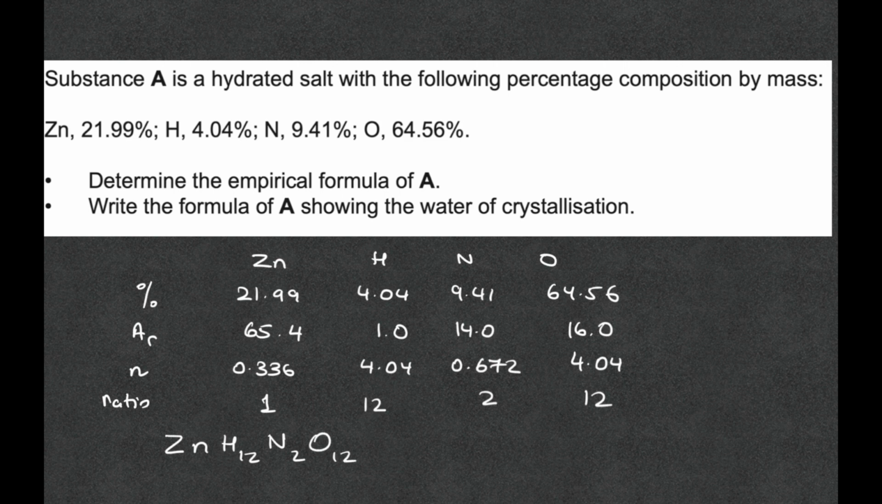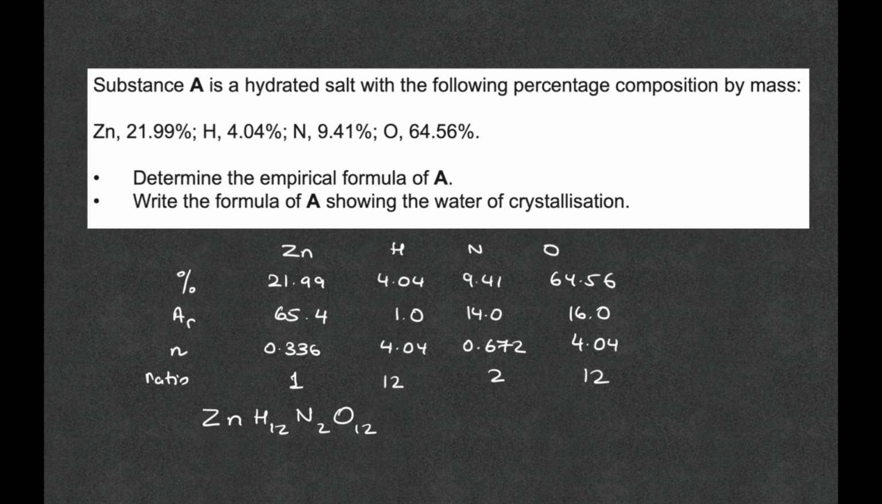Now, having said this, it doesn't quite give us the molecular structure of the compound. It just tells you the simplest ratio. Now the next part of the question says write down the formula showing the water of crystallization. So I know that it's got to have some amount of H2O. We'll figure that out in a second, but let's figure out what else is there, because there's a huge amount of oxygen atoms.